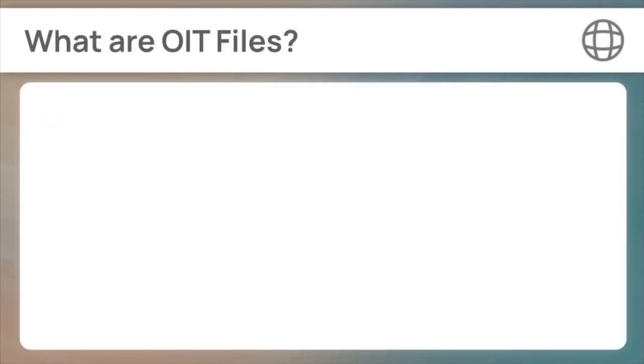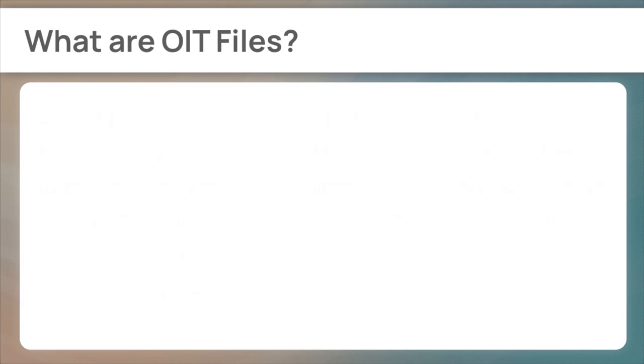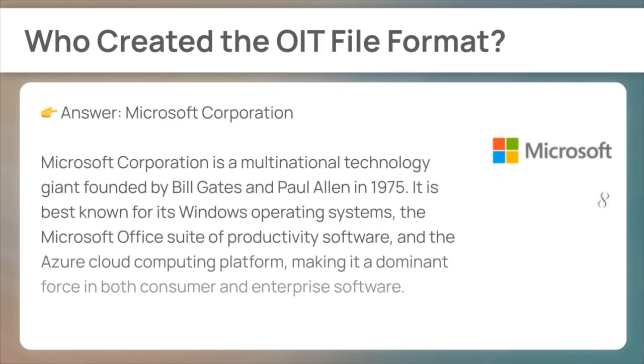An OIT file is a template created by Microsoft Outlook that stores a pre-formatted layout for various Outlook items such as emails, appointments, or contacts. Users create these files to quickly generate new items with consistent formatting, boilerplate text, and recipients, streamlining repetitive communication tasks.